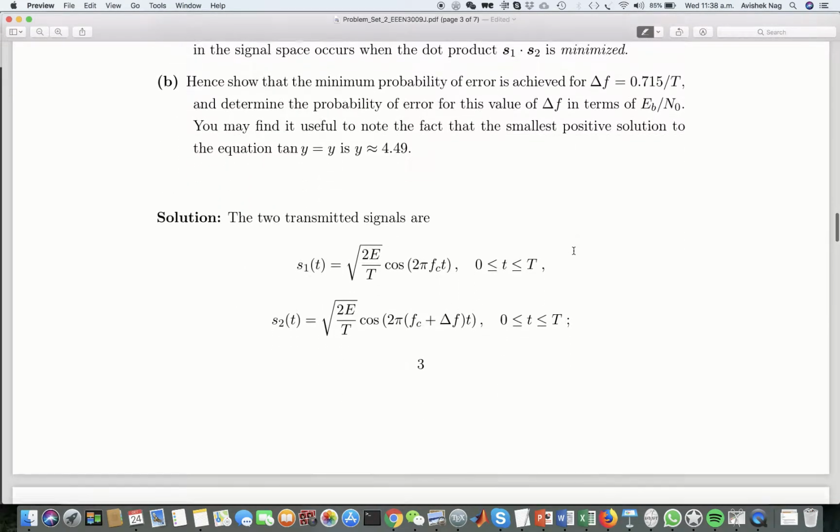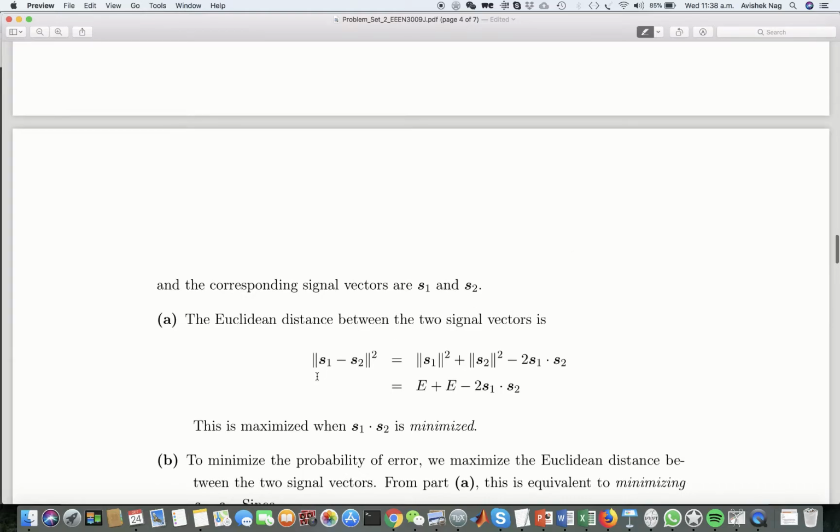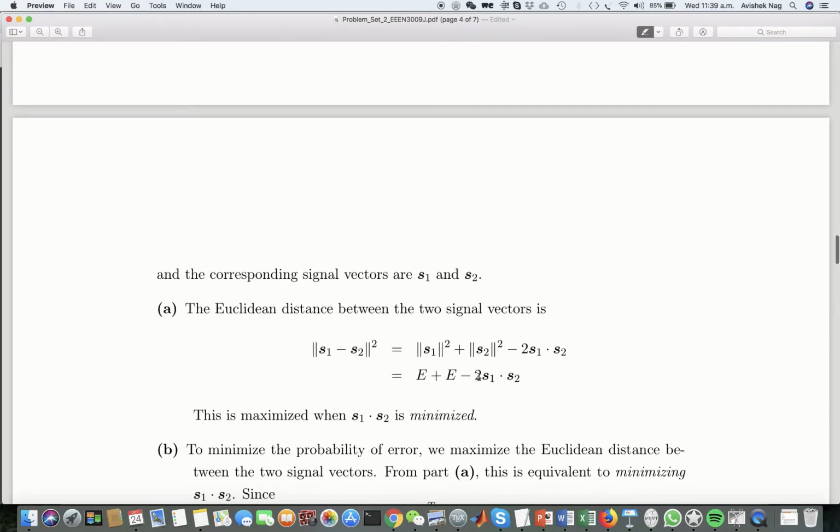All you need to do is write down the expression for the Euclidean distance, and you have this expression. The first two terms are the norms of the signals, so those are the energies actually, and then this is the cross product term. All you have to write is that if you minimize this term, because this is the term that is getting deducted from these two constant terms, then the Euclidean distance will be maximized. So basically you have to write that this is maximized when S1 S2 is minimized, with the proper logic.